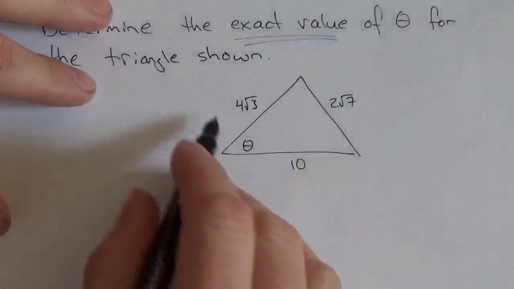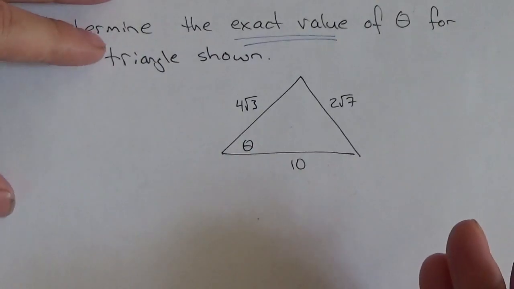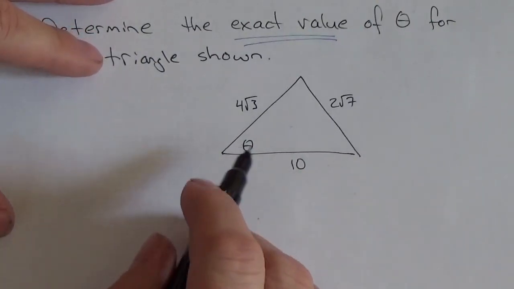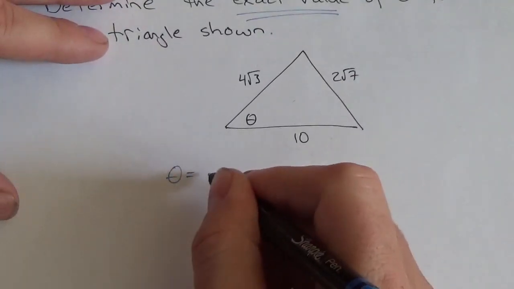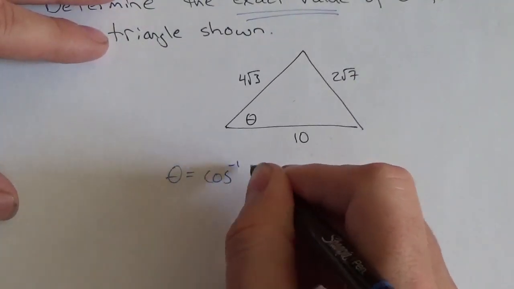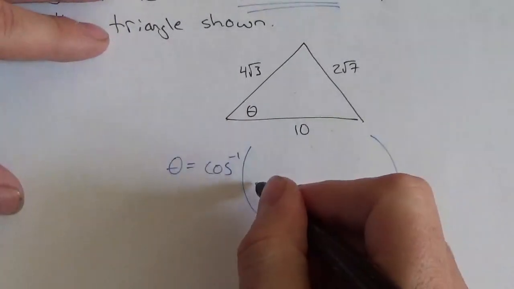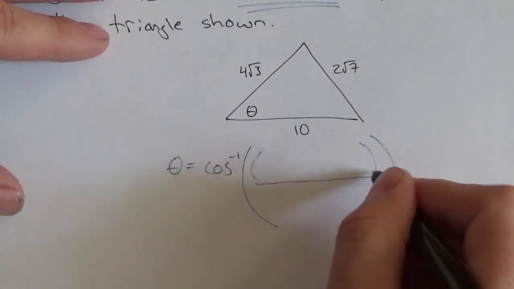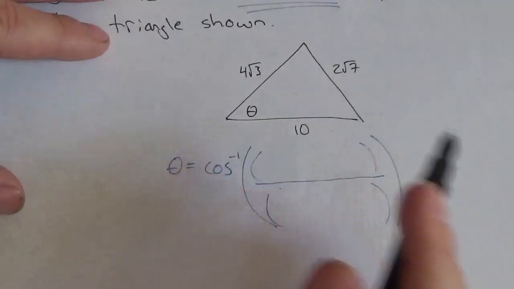So when you get a triangle where you're given all three sides, I can't really verify whether this is a right angle triangle or not, but I can figure out theta by using the cosine law. So theta is going to be the inverse cosine, and I draw my big set of brackets here. I've got a numerator and a denominator, and I'm going to fill in the pieces. I just have to be careful.